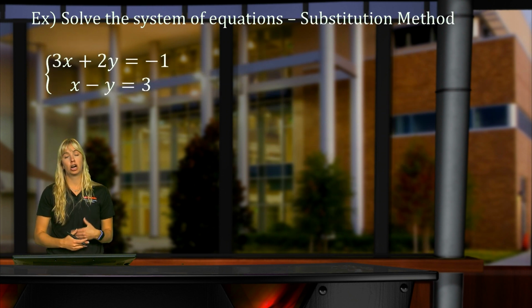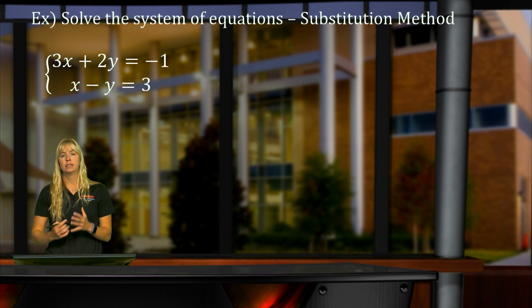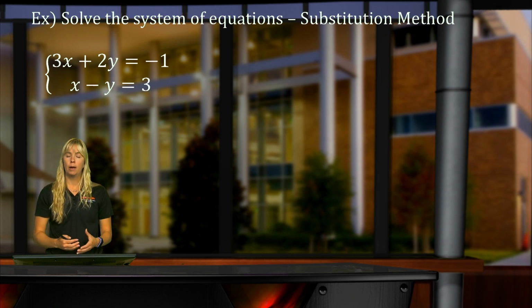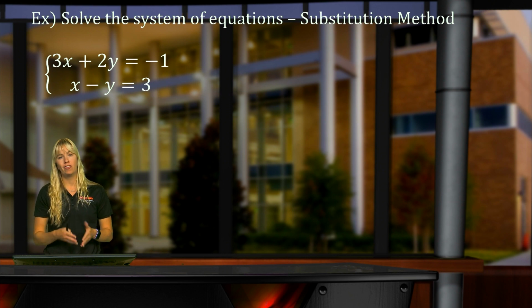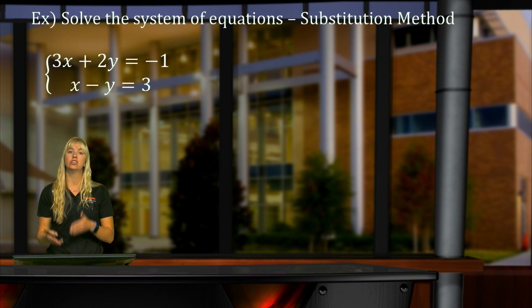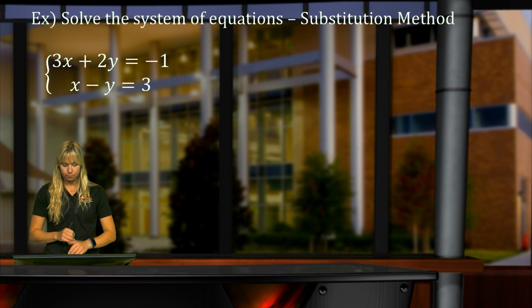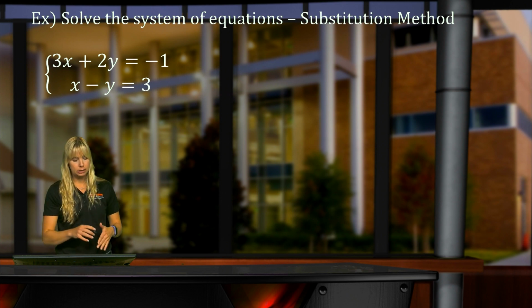Now let's shift gears and talk about the substitution method. In the substitution method, our objective is to take one of our original equations and isolate one of the variables. Once I have one of the variables all by itself, I can then substitute that into the other equation. So 3x plus 2y equals -1, x minus y equals 3.